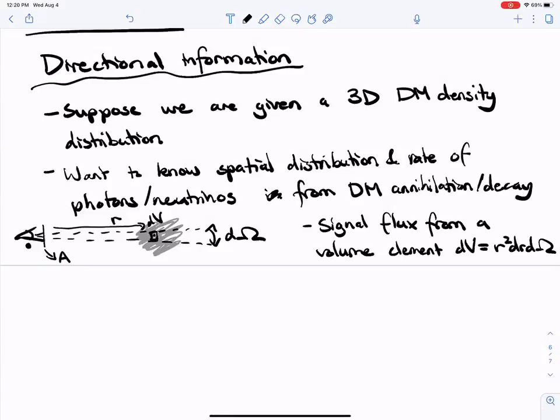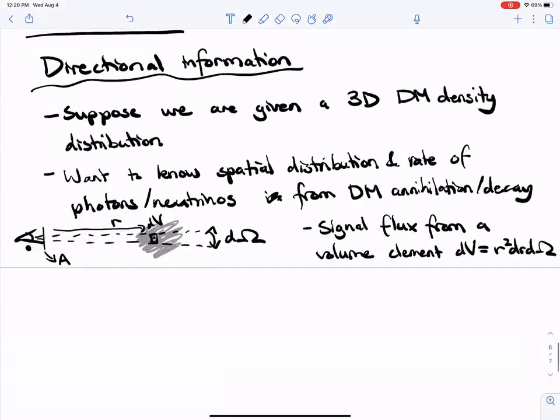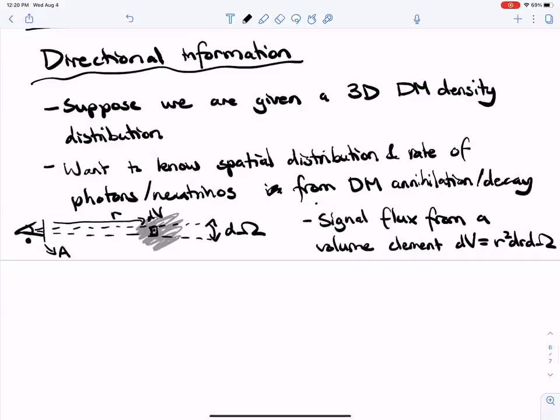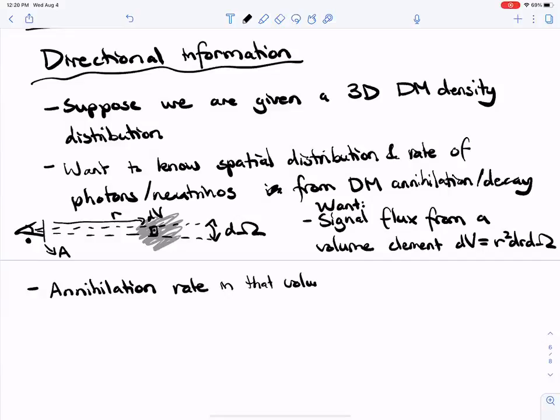So my volume element is r squared dr d omega. Okay, so this is what we want. So the annihilation rate within that volume is going to be n squared times sigma v. If we have two identical particles in the initial state, we'll have a factor of 1/2 here. And then we're going to multiply by dV.